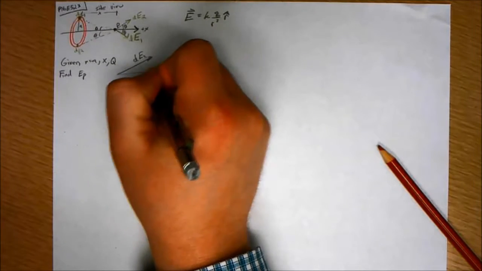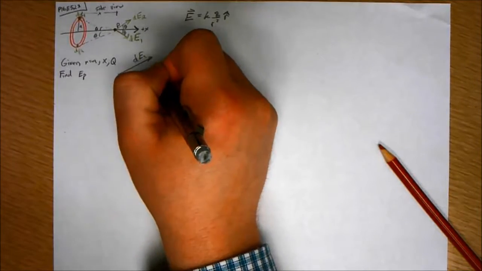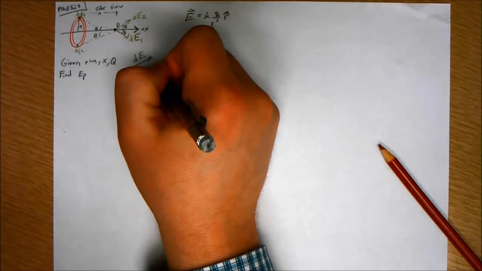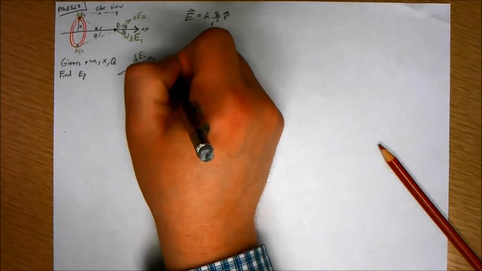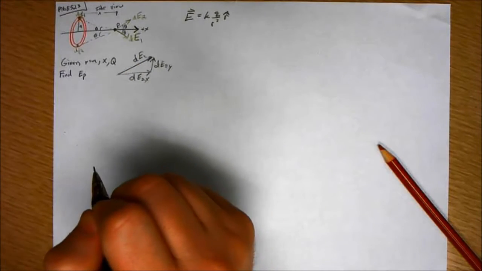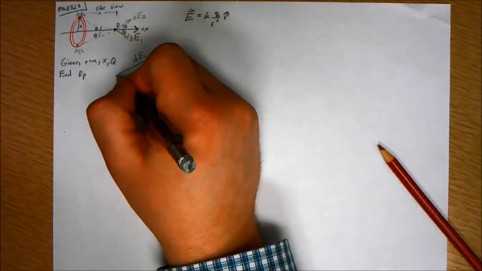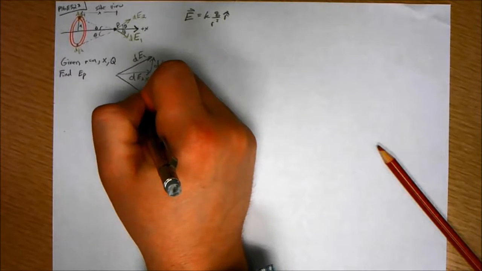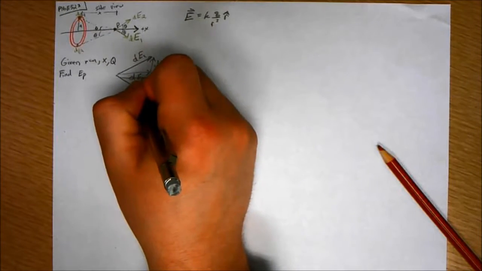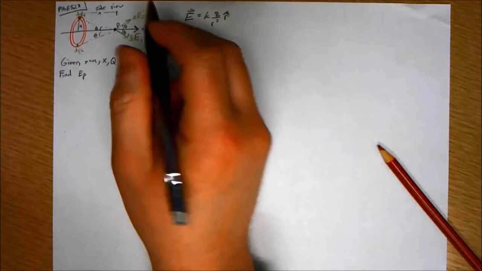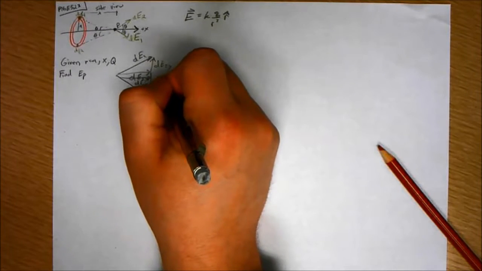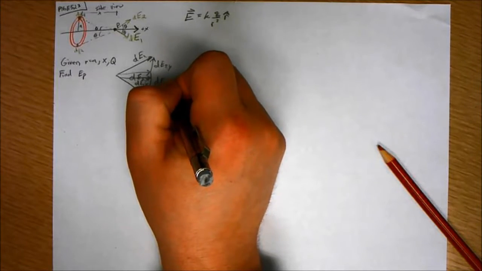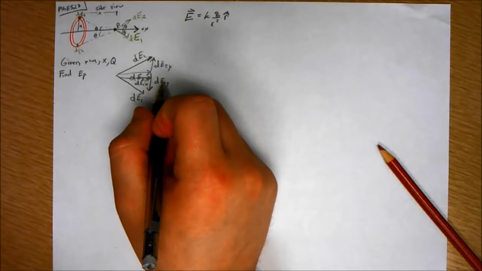dE2 is composed of dE2x and dE2y. However, the other electric field directly on the other side, dE1, is also going to have an x component. I'm sorry, it's getting sloppy. dE1x, and it's going to have a y component, dE1y. You notice the y components cancel out, and this is going to be the same thing all around the circle.